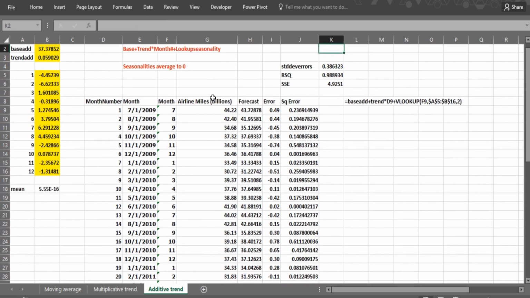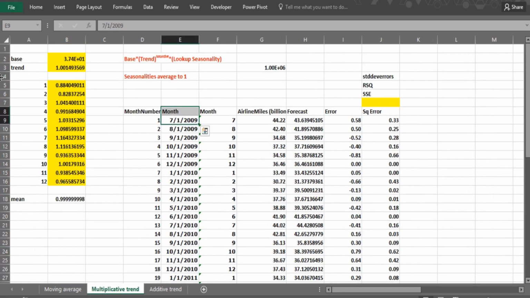So we explain 98.9% of the variation, and the standard deviation of the errors is 0.39. Okay, so we'll compare that with the multiplicative model, which is coming up right now. We've got the same data, but the forecast is different.